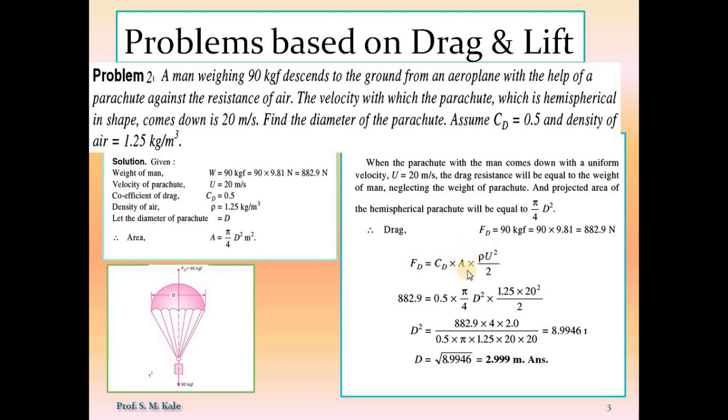So the only unknown term will be the area, and here the area we have to consider as pi by 4 d square. The value of pi we also know, so the unknown term will be d. So one equation, one unknown, so we are able to calculate the value of the diameter of the parachute, and that diameter will come as 2.999 meter, which is approximately 3 meter. So this is the answer of the second problem.